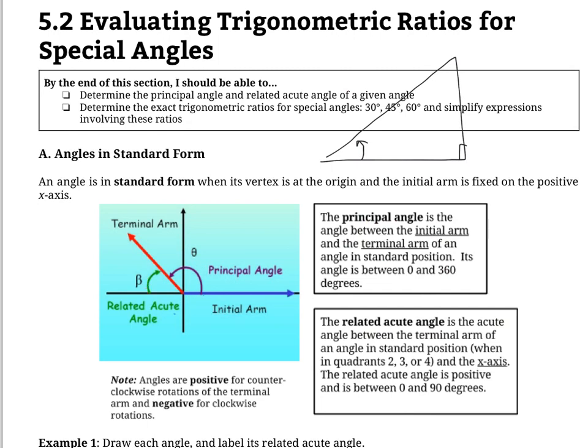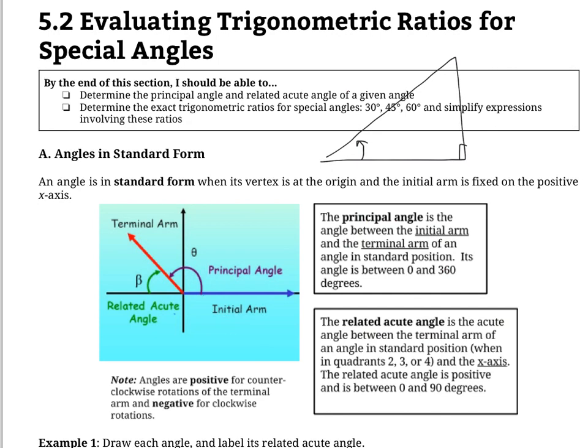If I had an angle maybe down here, or if I had a terminal arm down here, that was an awful line, but that's okay, our related acute angle would be the acute angle between the terminal arm and the x-axis. So it would be right here.